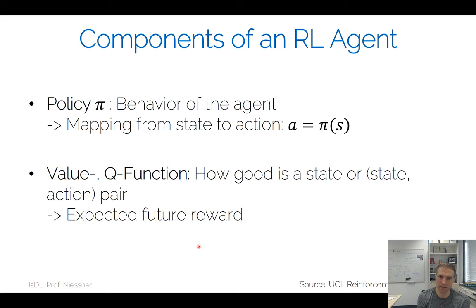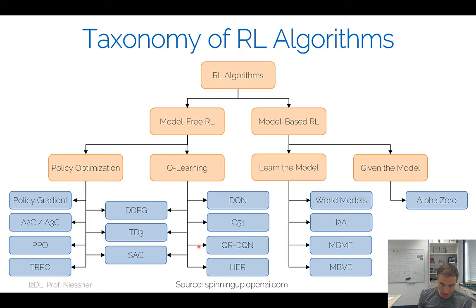So there's a bunch of different reinforcement learning algorithms. There's a lot of different ones, so don't feel overwhelmed here. There's model-free, model-based, policy optimization, Q-learning, learning a model, and given the model. Right, there's a bunch of different ones. You might have heard of things like AlphaZero, right? They have a given model and they want to learn how to play the respective game that they are given observations for.